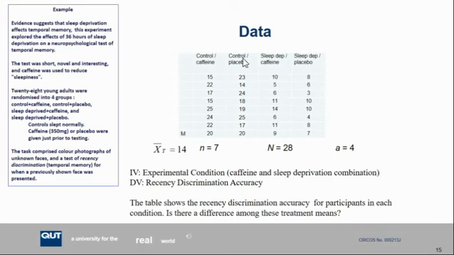Okay, so here is the data for our experiment. Here are our 4 different conditions: control caffeine, control placebo, sleep deprivation caffeine, sleep deprivation with a placebo. There are all our individual scores for the participants in each one of those conditions. Here's the mean for each one of those conditions. If we add up all of those scores, here is our grand mean, or the total mean of our experiment. We had 7 people in each cell, 28 people in the whole experiment, and there were 4 conditions.